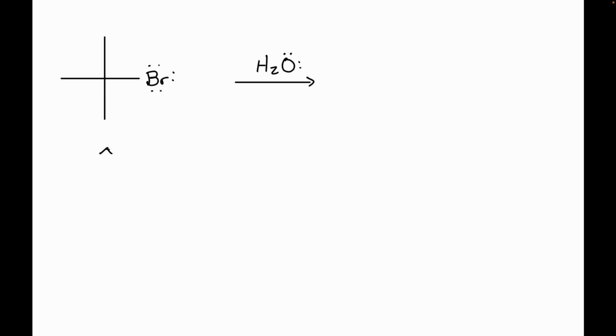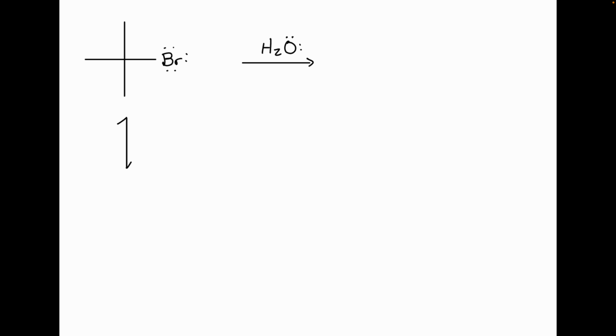We're going to do this first step in our mechanism. What happens in that first step? If it's SN1, leaving group leaves.